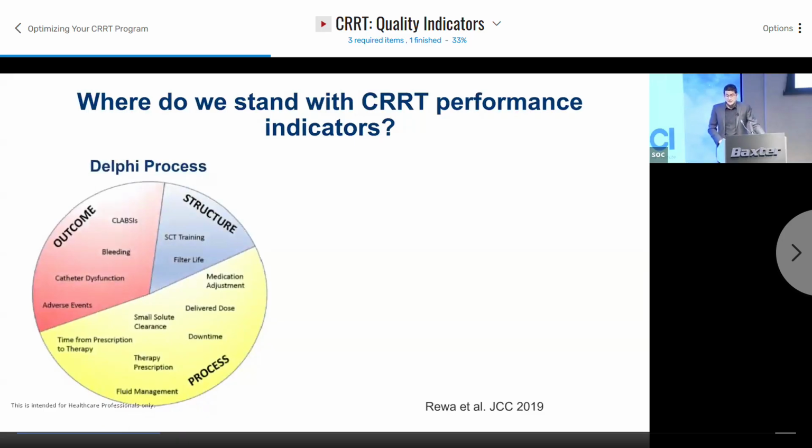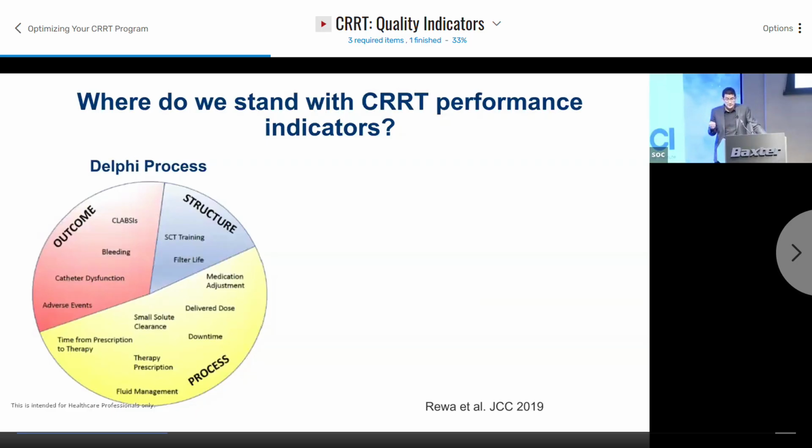Now, in these studies by Oleksa Rewa, through a Delphi process. The Delphi process is basically a consensus process by experts that review evidence and provide recommendations. There was a decision to classify key performance indicators based on structure, processes, and outcome.